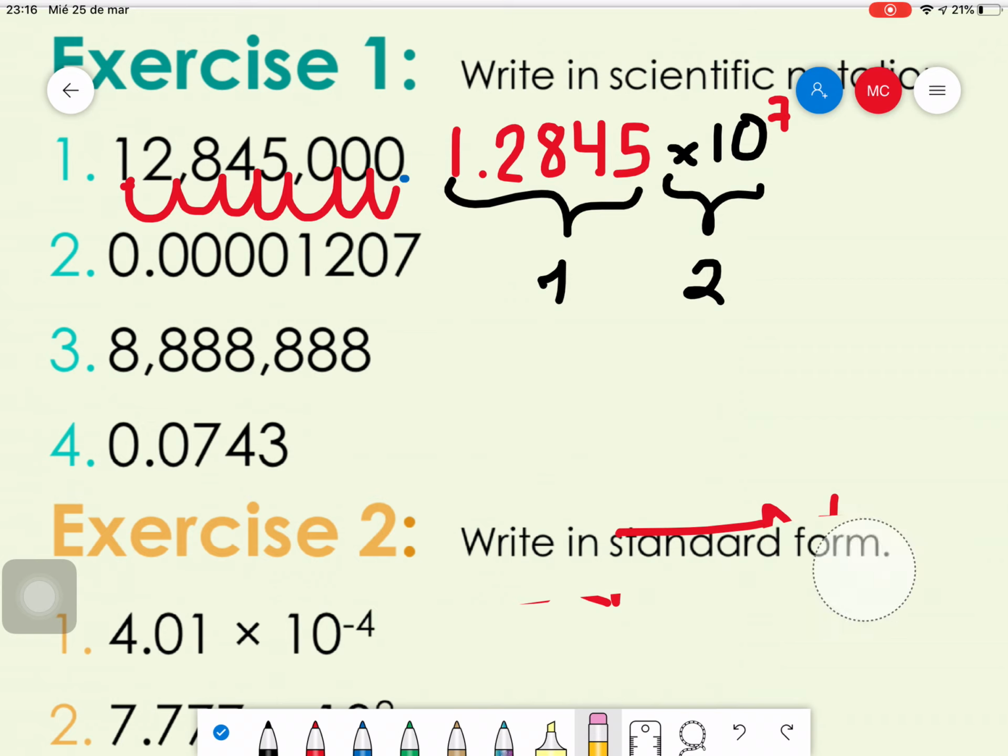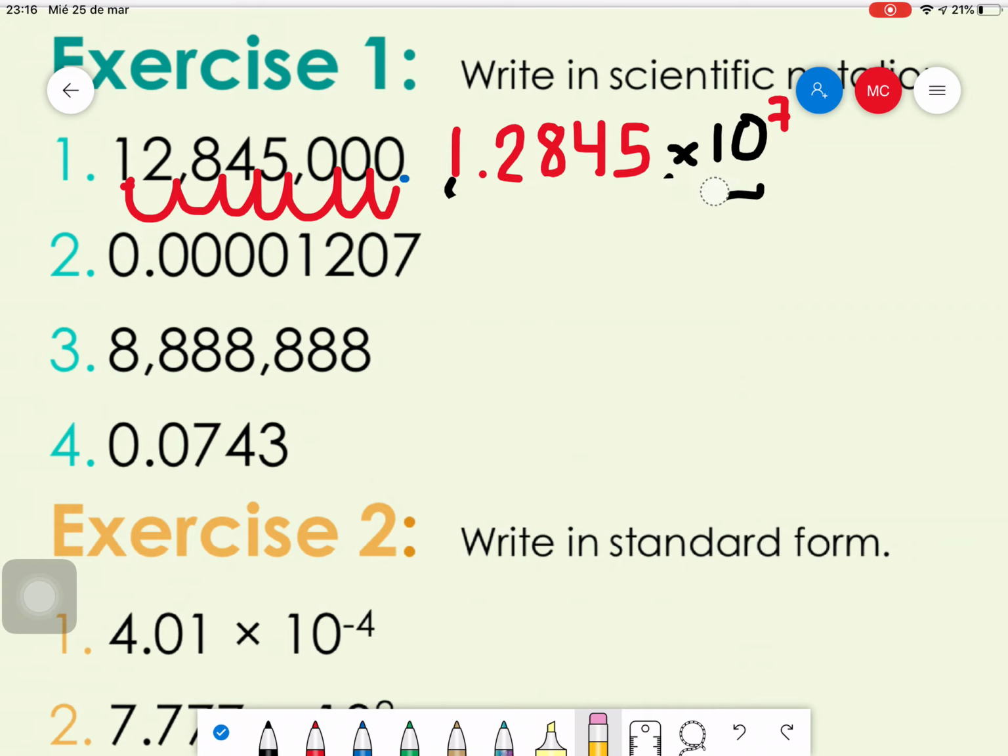Let's do the second one. I'm gonna erase this. You are taking notes, you are checking your mistakes, etc. Number 2 gives me a decimal. I already know I don't have a whole number like in the first exercise, I have a decimal. So I need to apply the same rules no matter if it is a whole number or a decimal.